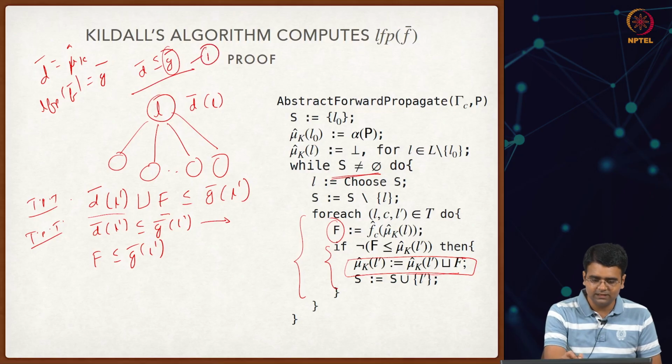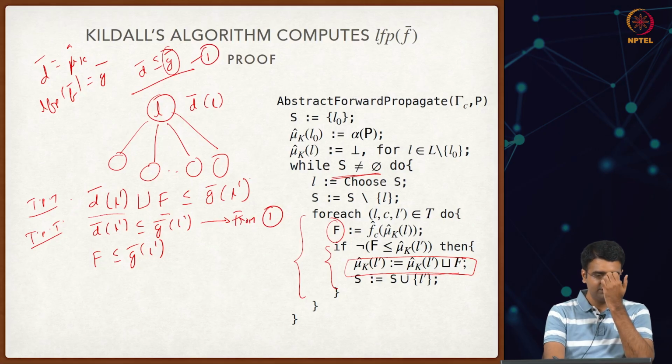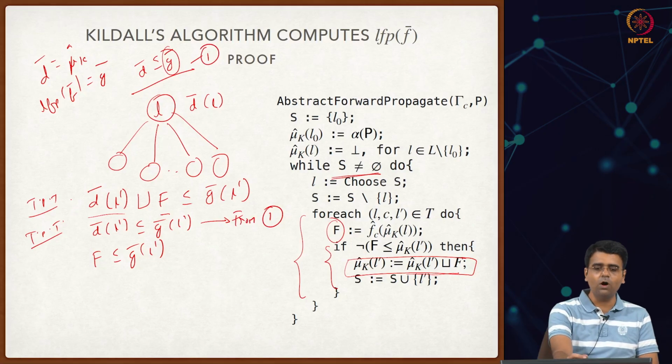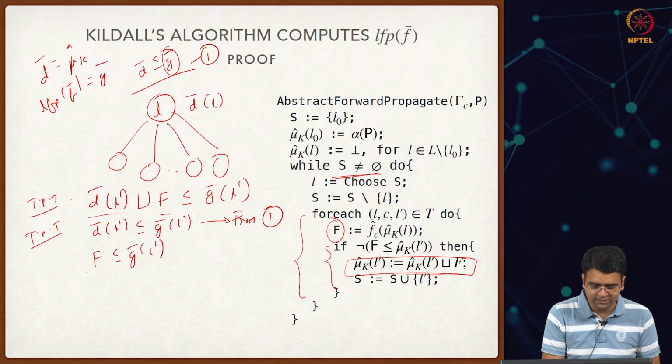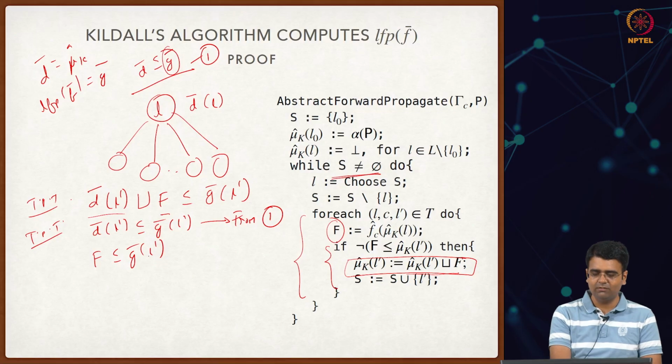So if you call this as 1, from 1 this is directly apparent, because d bar less than or equal to g bar means that for all locations, d bar at that location is less than or equal to g bar at that location, which means for that location L prime as well, d bar of L prime is less than or equal to g bar of L prime. Okay. So now the only thing we need to show is that f is less than or equal to g bar at L prime.